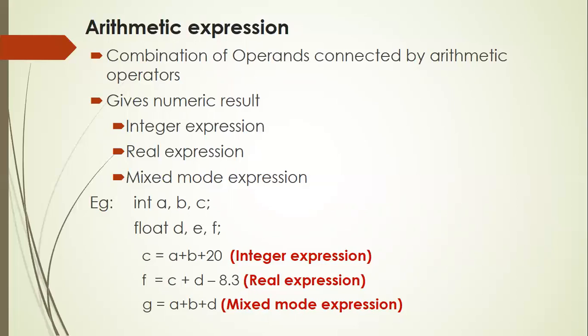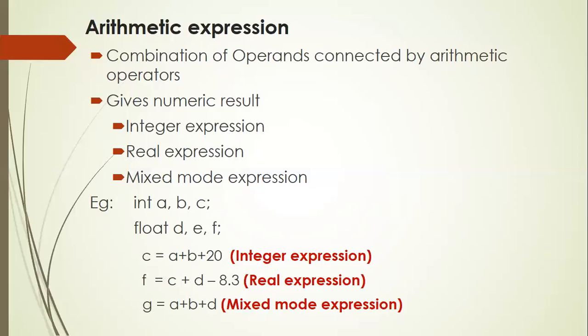Depending on the operands you are giving, there are three types of arithmetic expression. One is the integer expression. In an integer expression, all the operands are integer type. The next one is the real expression, where all the operands are of float type. And the last case, where some operands are integer and some operands are float type. Operand need not be only a variable. It could be a constant also.